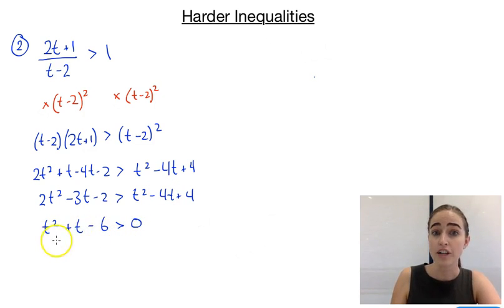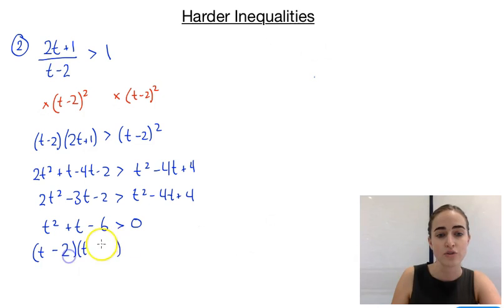And now I've got a quadratic that I can factorize. So I would have t and t. We want two things that multiply to give minus 6 and add to give 1. So we're going to have minus 2 and plus 3.